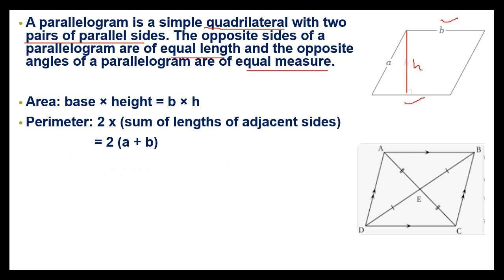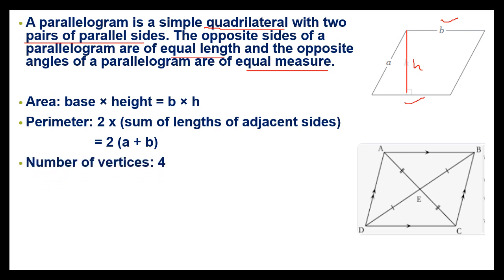Perimeter. The formula for the perimeter is 2 times the sum of the lengths of the adjacent sides. So here we have A and B as the adjacent sides, and when you add A and B and make it twice, you get the sum of all the four sides. So 2 times A plus B is the perimeter.